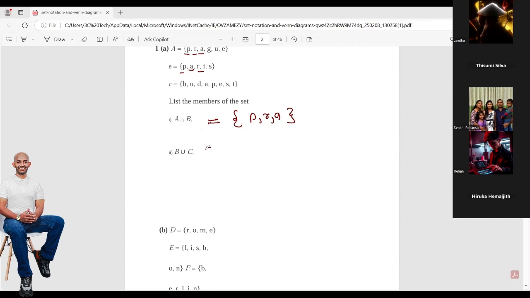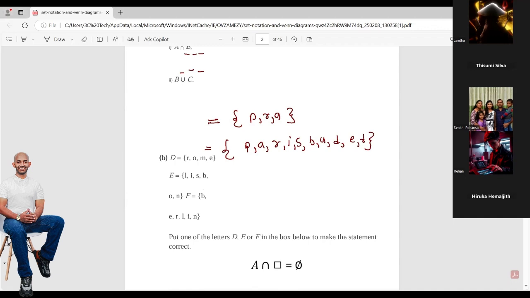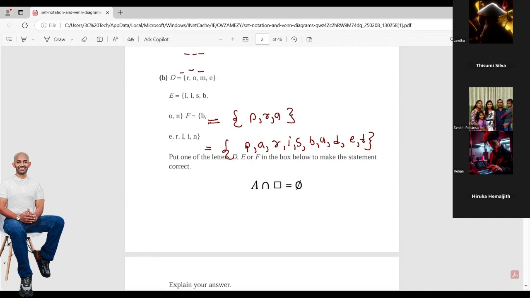Then the other one, B union C. That means you have to get all the elements in B and C: P, A, R, I, S, B, U, D, E, T. That's B union C. So here they have given this symbol. Now say what's the meaning of that?